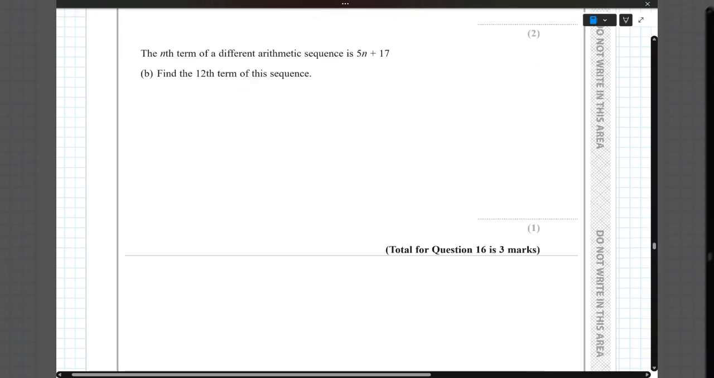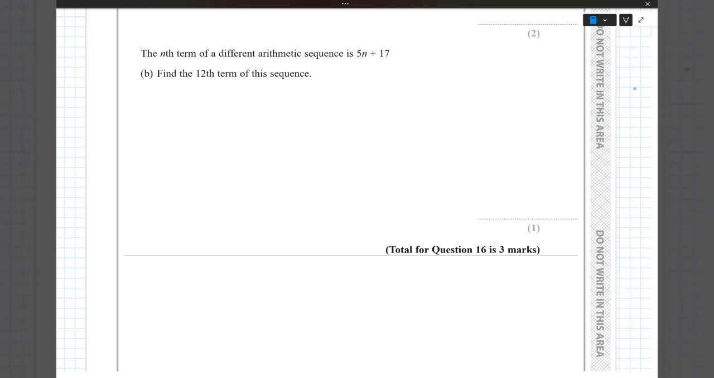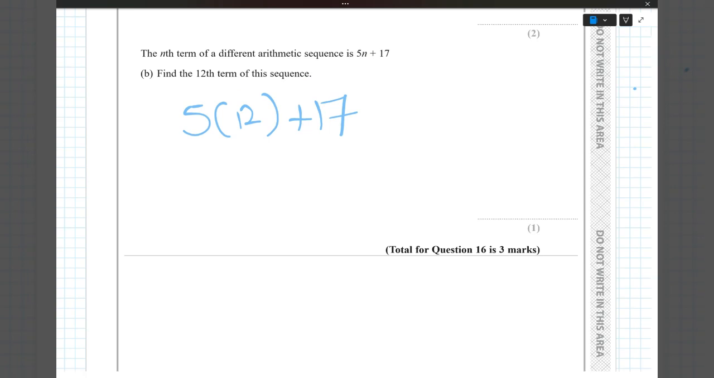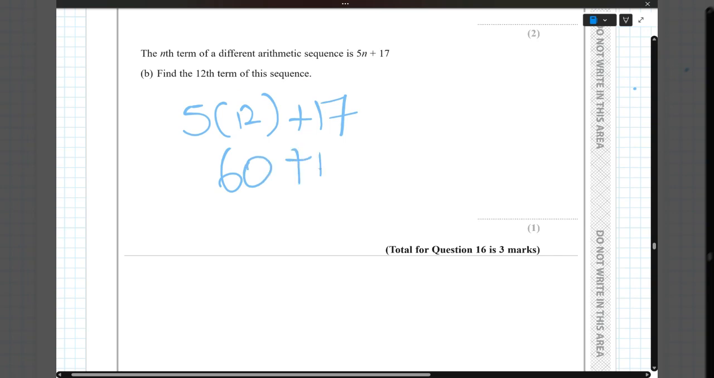The nth term of a different arithmetic sequence is 5n plus 17. Find the 12th term of the sequence. So this involves substituting the number 12 into n, because n represents the term value that you want, and we're going to add the 17 to it. So 5 times 12 I think is 60, but we're going to run it through the calc, and then we add the 17 onto it, which gives us 77.